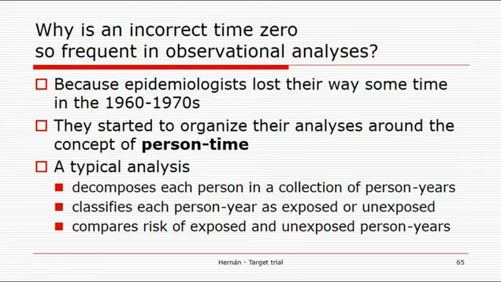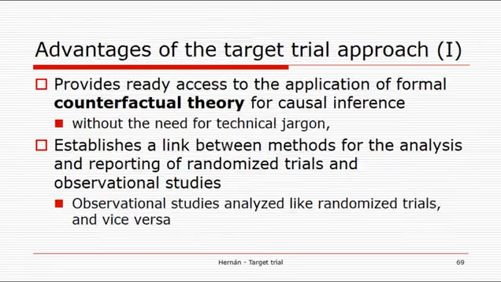Okay, so let me jump to the end here. There are some good things that happen when we think in terms of a target trial. One is that we're essentially using counterfactual theory. Everything that I said here was about potential outcomes and counterfactual contrasts, etc., and I never had to mention that. I was just talking in terms of the target trial, but it's logically the same as thinking in terms of counterfactuals.